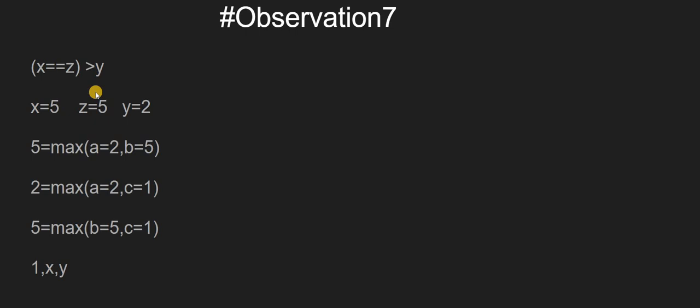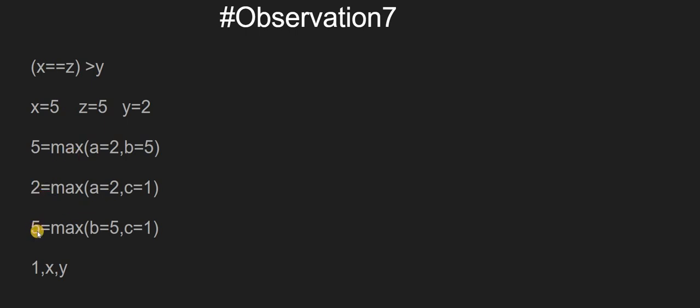Now the observation 7 is x equals to z and both the values are greater than y. So let us take this example. X equals to 5, z equals to 5 and y equals to 2. So 5 is equals to max of a comma b. Now I am taking b equals to 5 and a equals to 2. Next y is equals to max of a comma c. As I have taken a equal to 2, I have to take a equals to 2 only. Now c equals to 1. So this maximum is 2.